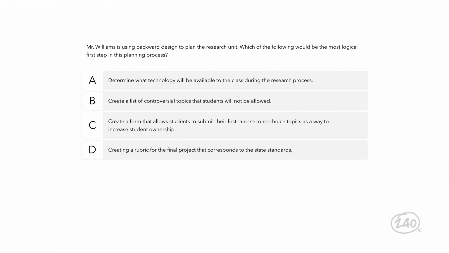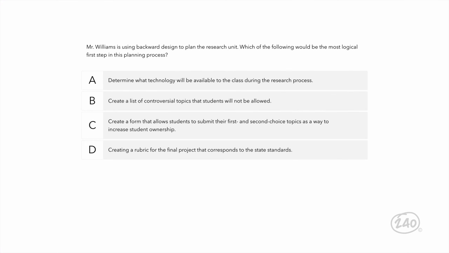Determine what technology will be available to the class during the research process. Create a list of controversial topics that students will not be allowed. Create a form that allows students to submit their first and second choice topics as a way to increase student ownership. Creating a rubric for the final project that corresponds to the state standards.